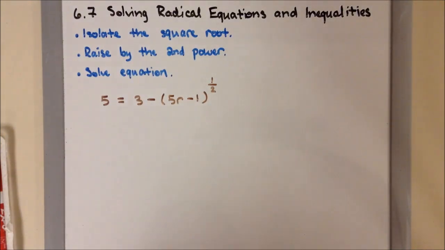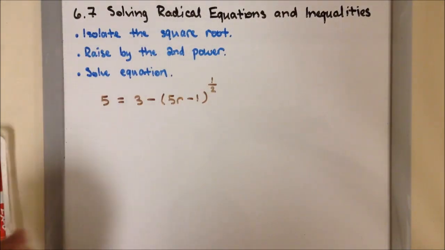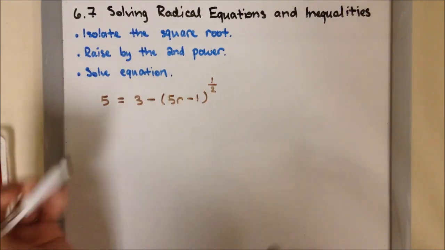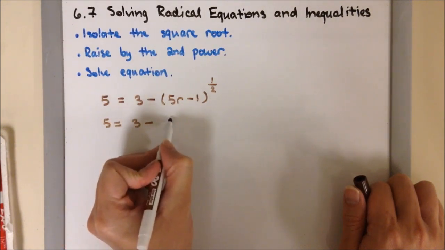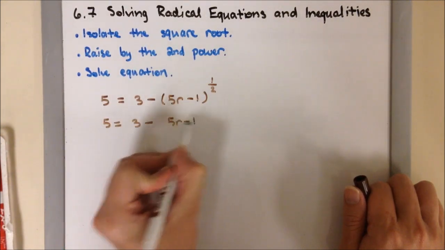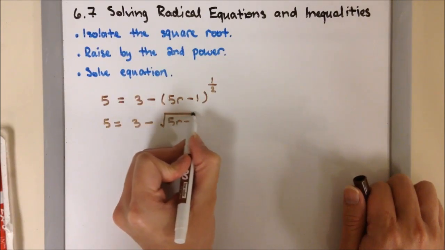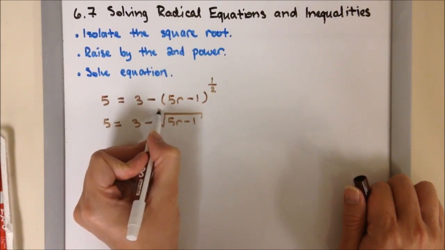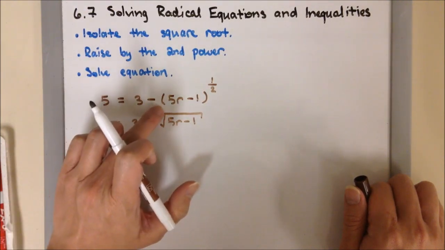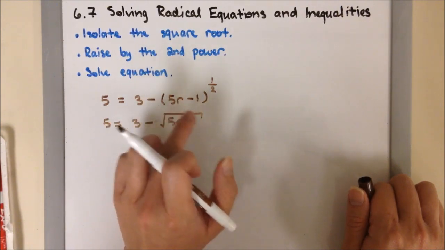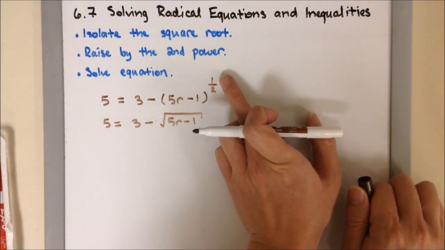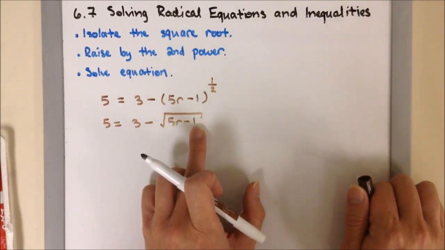If we convert from exponential form, also known as rational exponent form, to radical form, it would look like this. 5 equals 3 minus, and then what's inside the parentheses, 5r minus 1, I'm going to rewrite it as this. Now you can write the 2 here, or you can leave it invisible. Here, I didn't write 5r minus 1 with parentheses because the numerator is 1. If the numerator is 1, then you just write the inside without the parentheses.